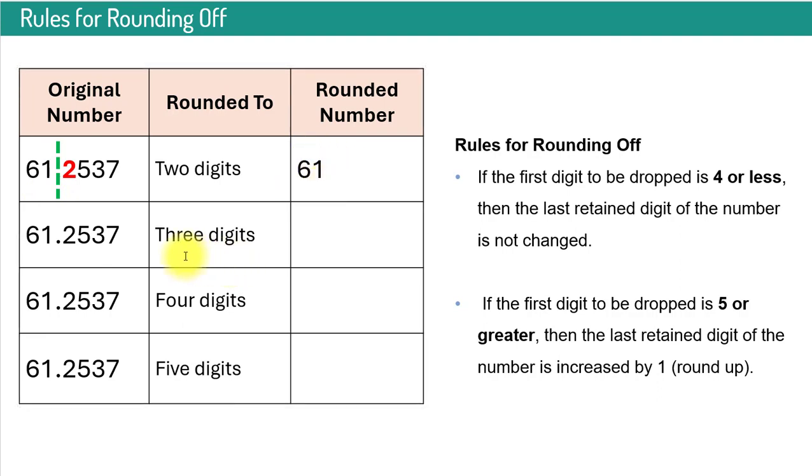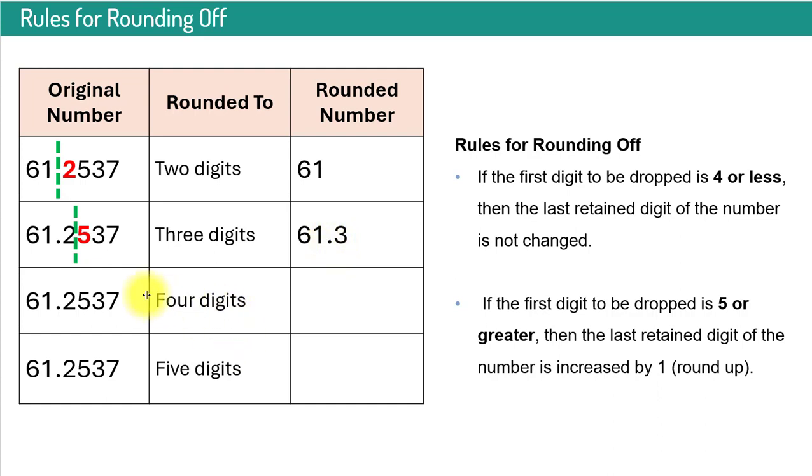Next, let's try to round to 3 digits. The first 3 digits I'll keep. That means that I will need to drop 5, 3, and 7. Now, the first digit to be dropped is 5. It falls under this case, 5 or greater, and that means that the last retained digit of the number must be increased by 1. 2 is the last retained digit in this case, and once it's increased by 1, the rounded number becomes 61.3. Notice that we preserve the position of the decimal point.